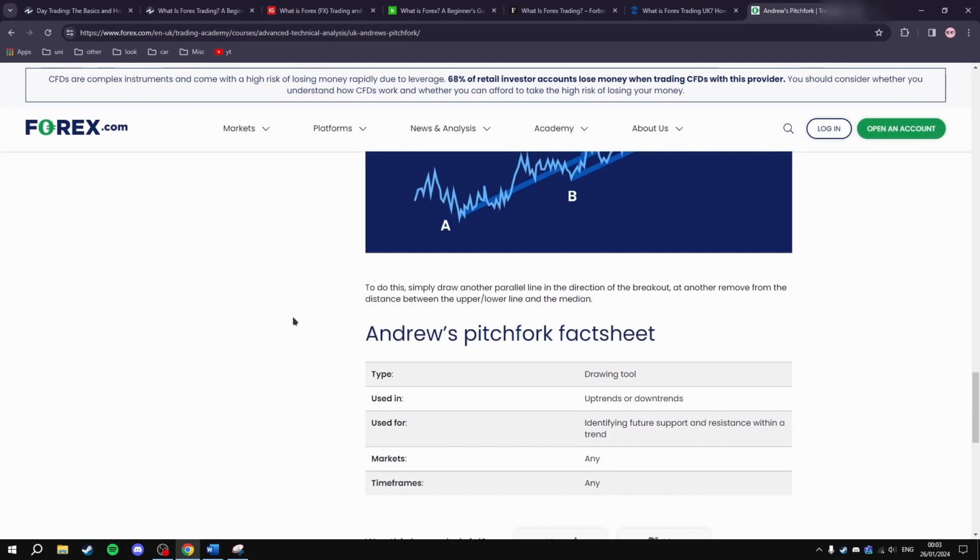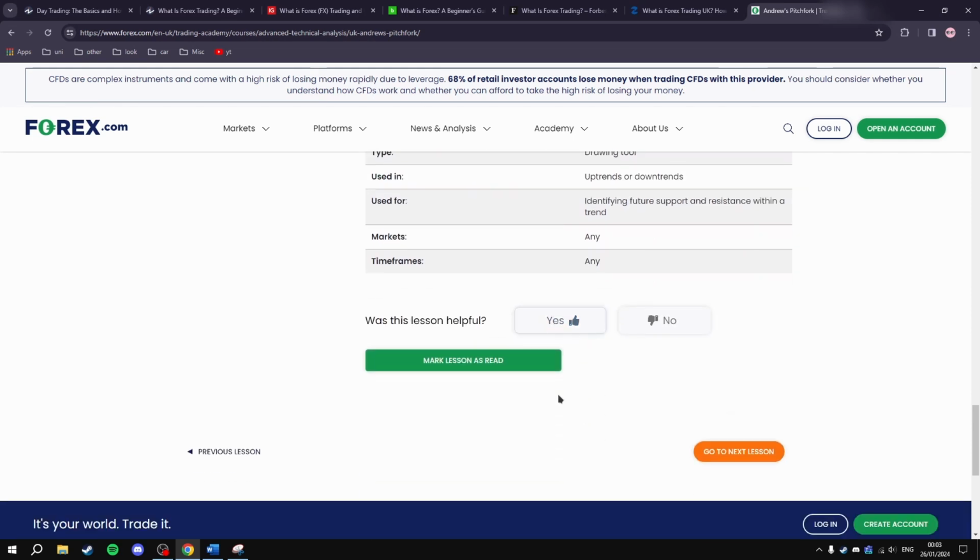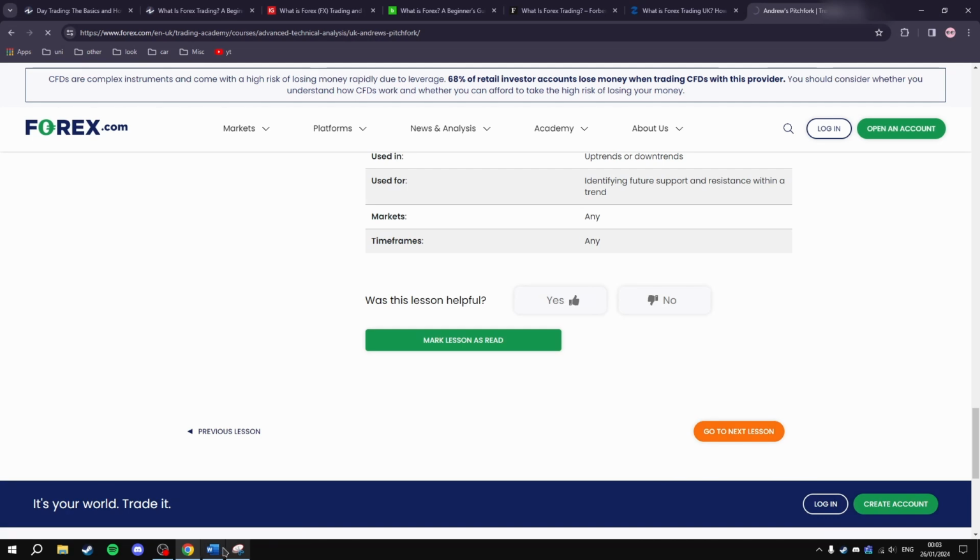Andrew's pitchfork fact sheet. Type: drawing tool. Used in uptrends or downtrends. Used for identifying future support and resistance within a trend. Markets: any. Time frames: any. Cool.